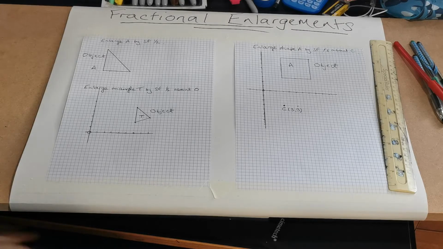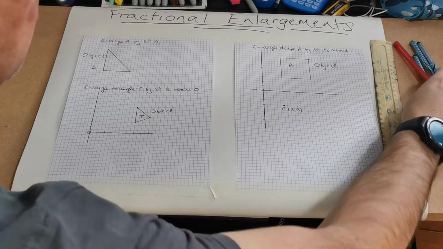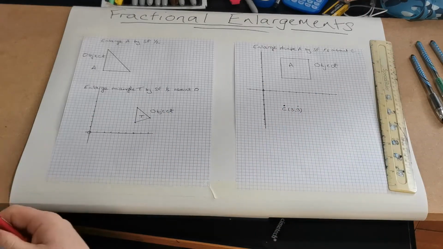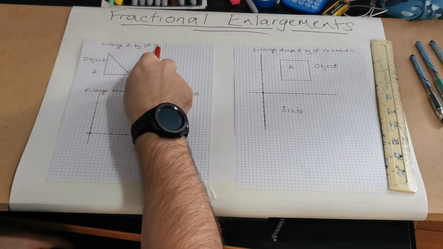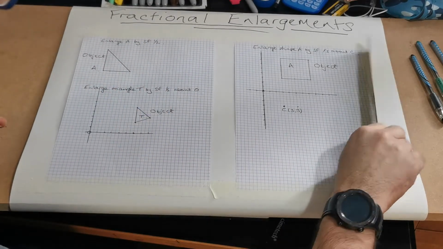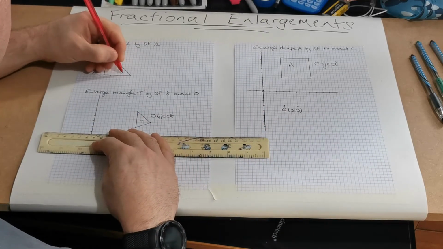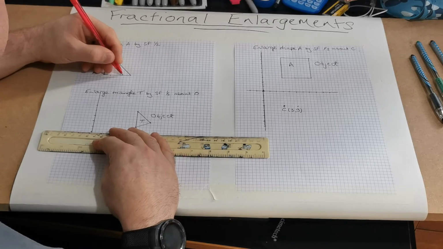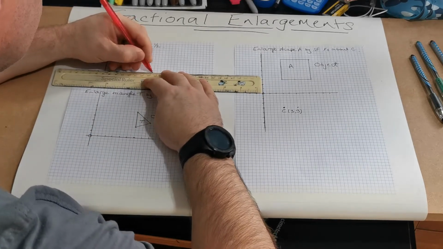Hi there guys, I just thought we'd get together this time and have a look at some fractional enlargements. So in other words, where you enlarge and it gets smaller. So if I enlarge by a scale factor of a half, it's going to be half as big as what it was. So if I go 1, 2, I've got 2, 4, 6, 8 along the bottom there. So in my image I'm going to have 4.